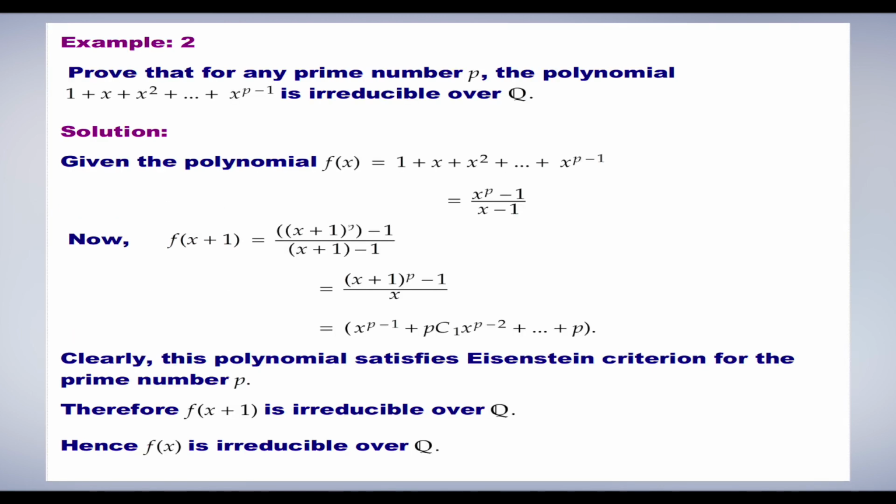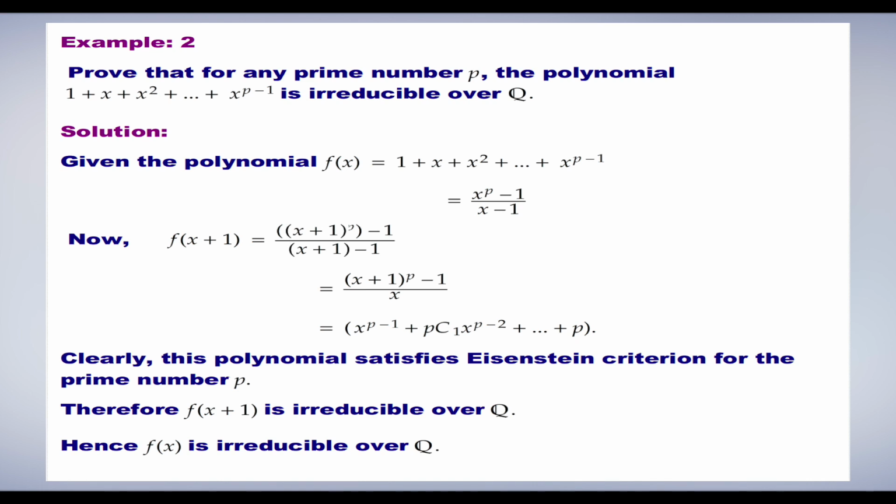Let's see the next example here. Prove that for any prime number p, the polynomial 1 + x + x^2 + and so on + x^(p-1) is irreducible over Q. The solution is, given the polynomial f(x) equal to 1 + x + x^2 + and so on + x^(p-1), which is equal to (x^p - 1) divided by (x - 1).